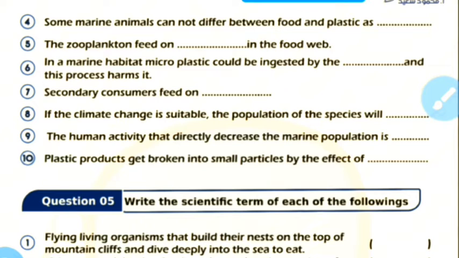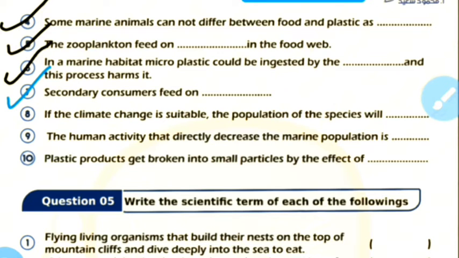Number 6: in a marine habitat, microplastic could be ingested by the coral reefs and this process harms it. So the answer is coral reefs. Now Number 7: secondary consumer feed on what? Primary consumer.